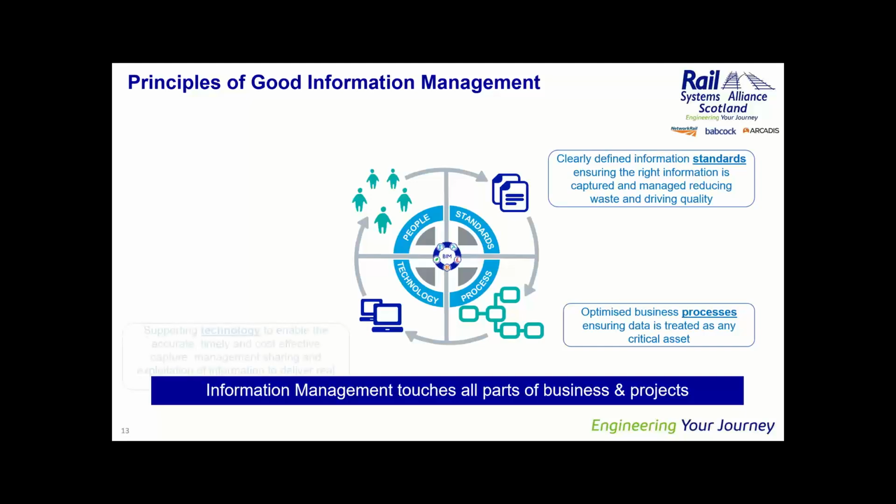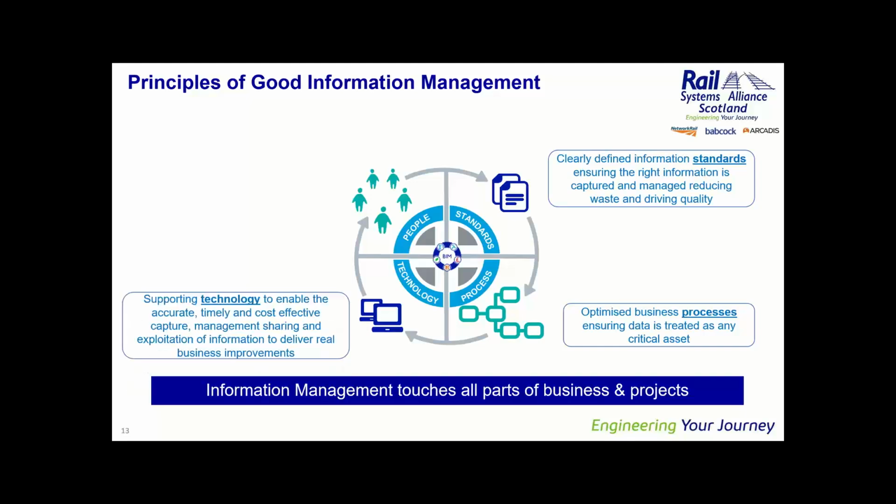When we talk about technology, we mean the supporting technology that enables our people to capture information, to exploit information, and to deliver the data and information that's required on a project. And when we get to people, we're talking about providing people with the skills necessary to capture and exploit information. Information management touches all parts of a business and a project. So when you talk about information requirements on a project, they're driven by the information requirements of the asset and the information requirements of the organization who will consume that information.